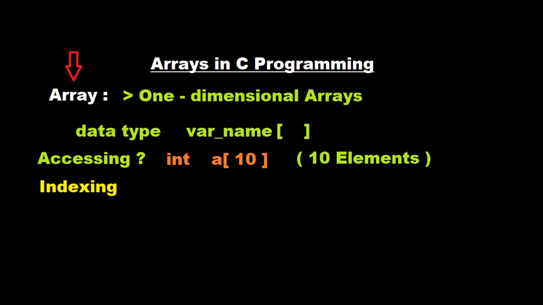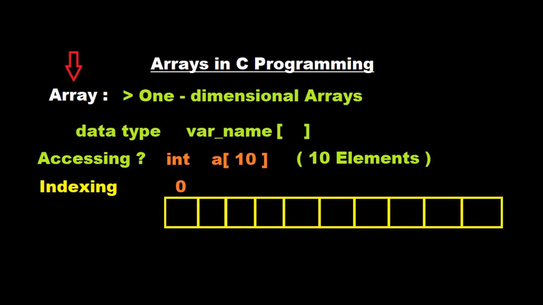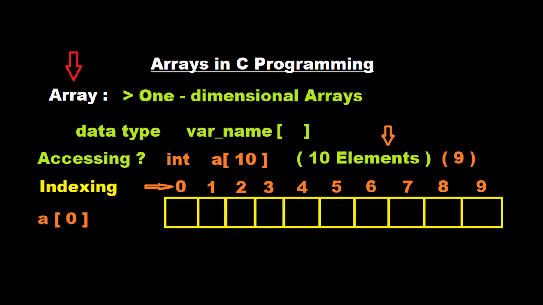The indexing in C programming starts from 0. As you can see, the first element will have the index 0, and followed by it will go on till the last number. So if we are having 10 elements, then the last number will have the index 9. 10 minus 1 is equal to 9 because it is starting from 0. So if we want to access the first element, we can write a of 0. And if we want to access the last element, we can use a of 9. So this is how you can access the elements in an array.